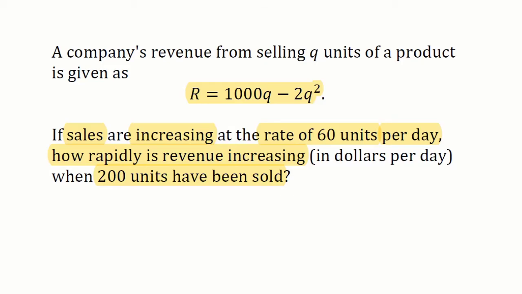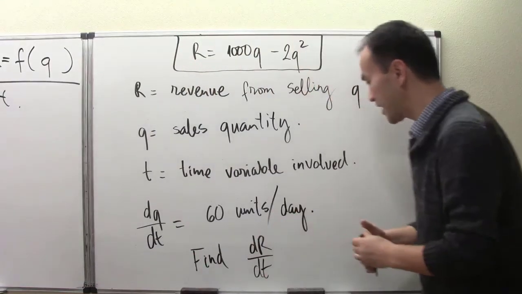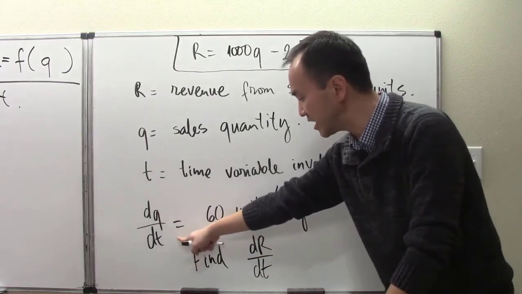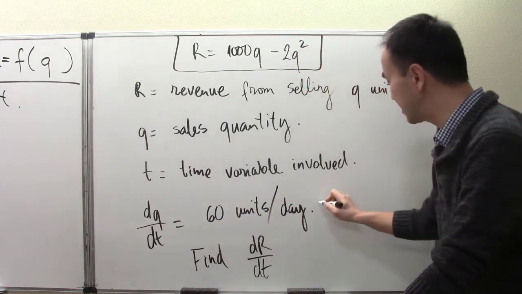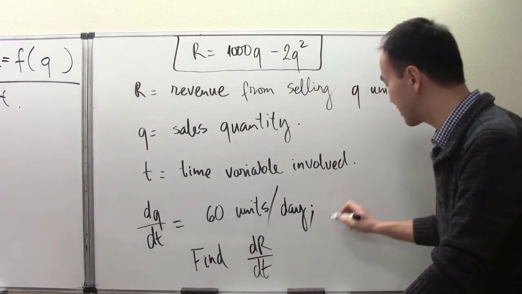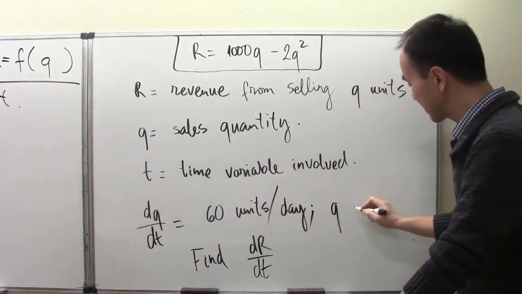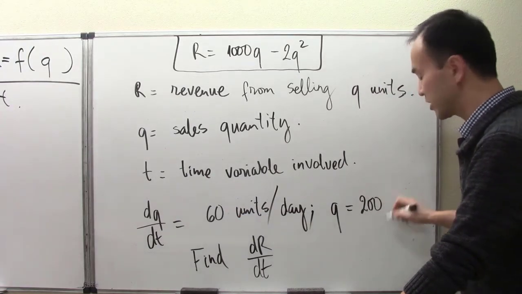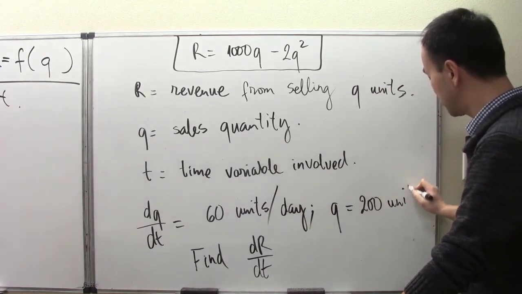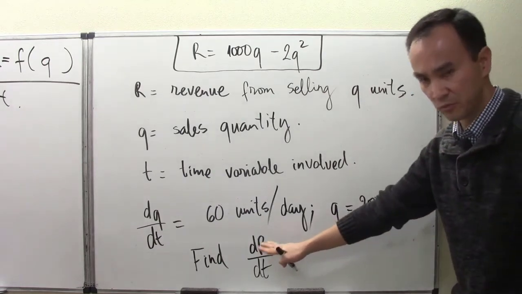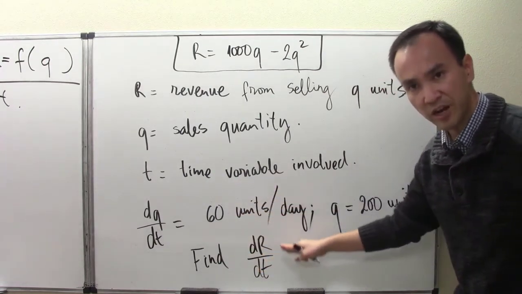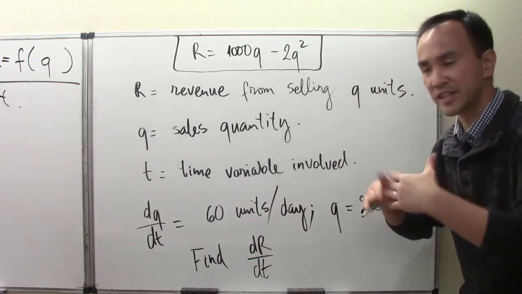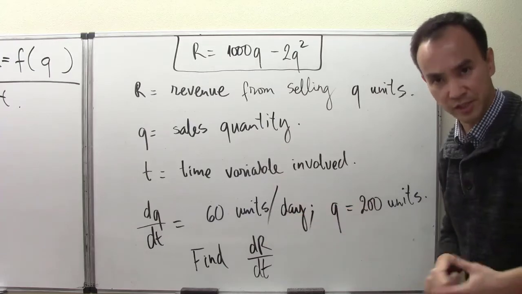So now allow me to write down that information here. Aside from having this given information, dq/dt equals 60, I have another given piece of information. How about q at that instance? q equals 200, just 200 units. So now we want to find the rate of change of revenue right at that instance where sales quantity reached 200 units sold.